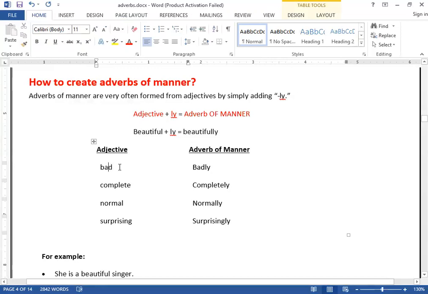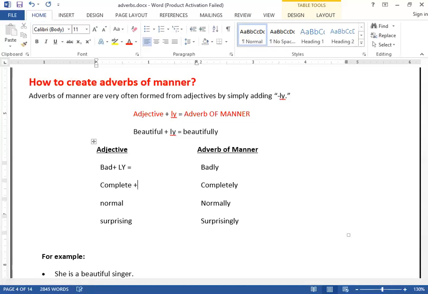Now, number one, like bad. Bad is an adjective. We add what? Plus ly is equal to badly. Complete plus ly is equal to completely. Normal plus ly is equal to normally. Surprising plus ly, surprisingly. So adverbs of manner are most often created by putting ly at the end of adjectives. Clear?